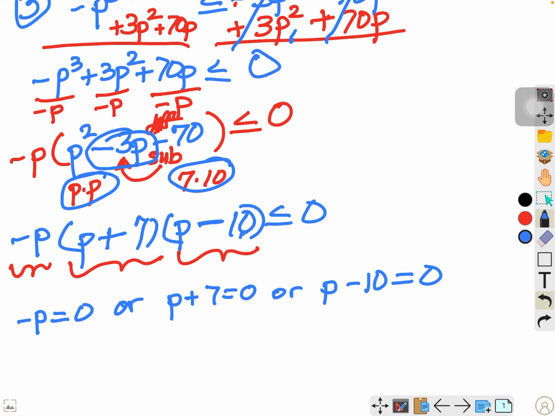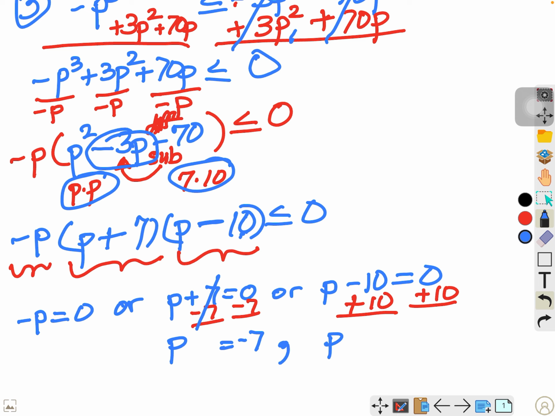And we isolate p. Okay? Starting in the middle, we know we subtract 7 from both sides. On the end, add 10 to both sides. So now we have p. 7 take away 7 is 0. 0 minus 7 is a negative 7. And that leaves us with p equals 10.